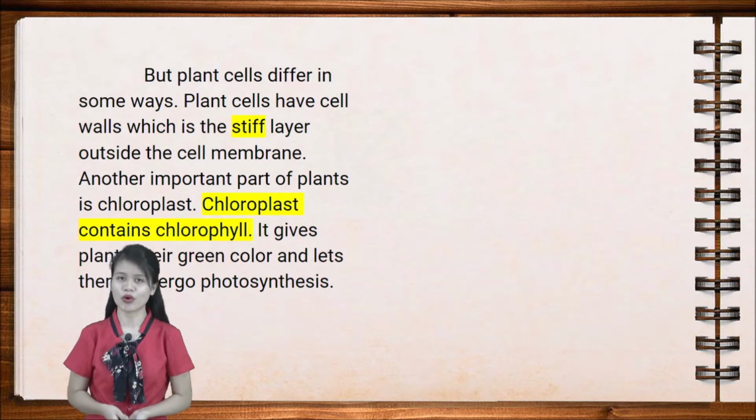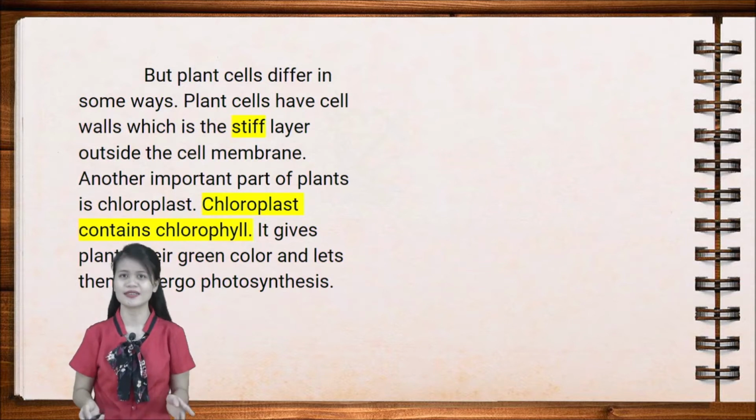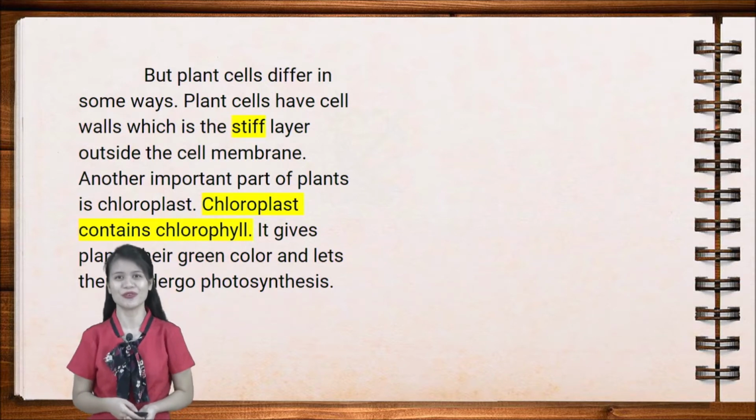Another important part of plants is the chloroplast. Chloroplast contains the chlorophyll, which gives plants their green color and lets them undergo photosynthesis. You have heard the word photosynthesis, isn't it? That is the process of how plants make their food.